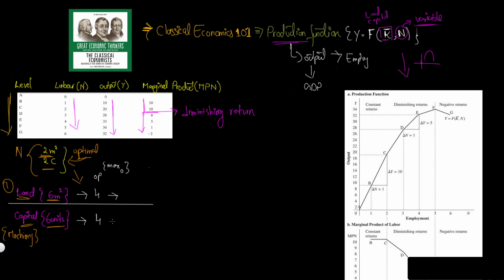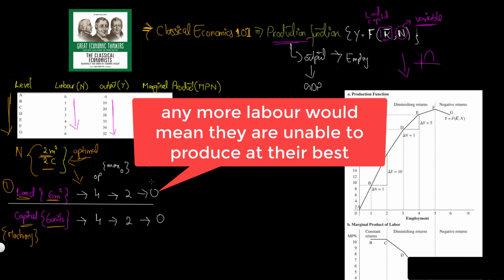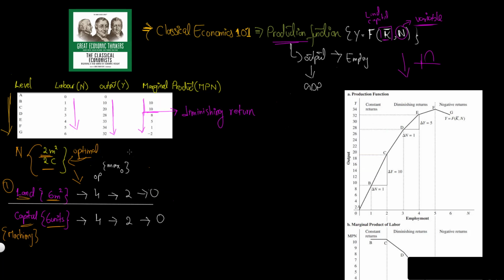As we increase labor from, let's say, 1 to 2, we will have 2 units remaining, and then we have 0 units remaining. So what's happening over here? As you will notice, as we increase the number of labor, they are no longer able to work optimally. Initially they do, but then there are constraints of land and constraints of capital, which force them to compete with each other and to make compromises.